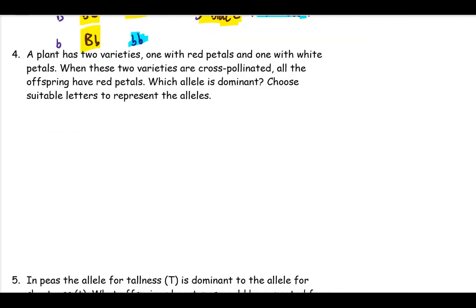The next part, a plant has 2 varieties, one with red petals and one with white petals. When these 2 varieties are cross-pollinated, all the offspring have red petals. Which allele is dominant? If they're cross-pollinated and all the offspring have red petals, that means that red must be dominant. So in this case, a big R would be red and a little r would be white. Now, usually if you're talking about different forms of the same gene, i.e. alleles, you use an uppercase or capital for the dominant and a lowercase for the recessive.